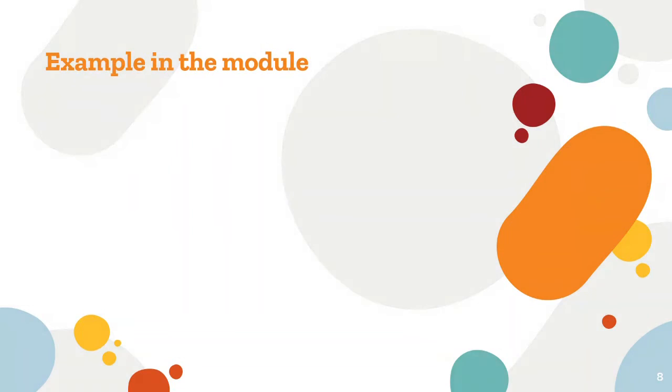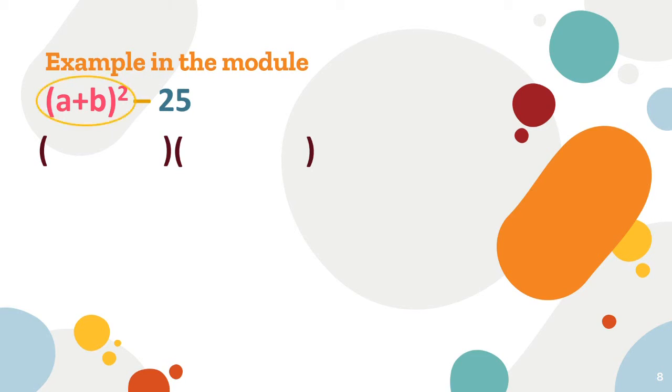So another example in the module is the square of the quantity a plus b minus 25. So again, just like in our first two examples, we will have two quantities. So let us first have the square of the quantity a plus b. As you can see, a plus b is already squared. So it means we already have the square root. So the square root of that term is a plus b itself. So we will write a plus b as the first term of the first quantity, and we will also write a plus b as the first term of the second quantity.